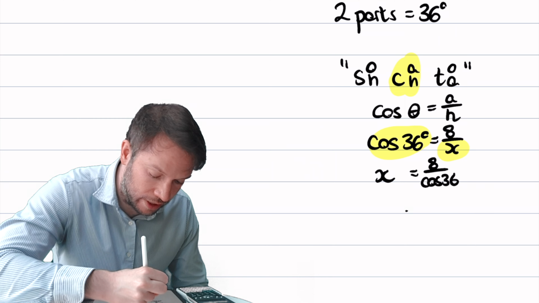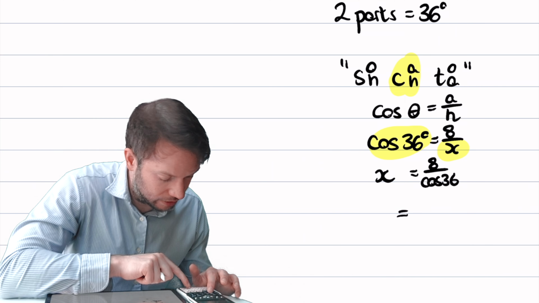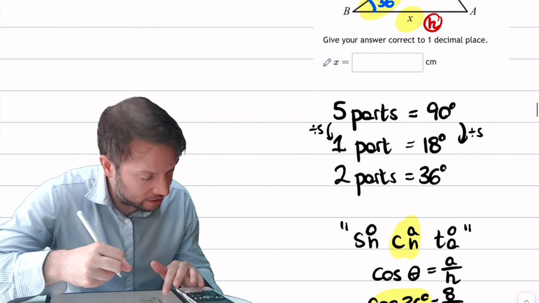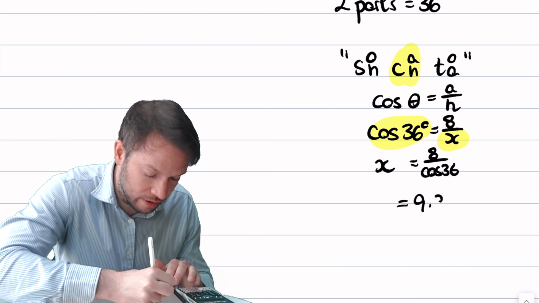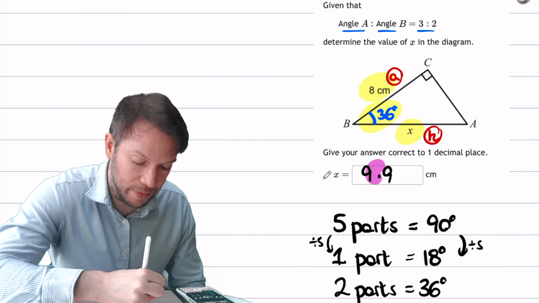And if we do that on our calculator, don't worry about how your calculator works out cos of 36. It is, to 1 decimal place, just 9.9. So the answer is x is 9.9 centimeters, and we're done.